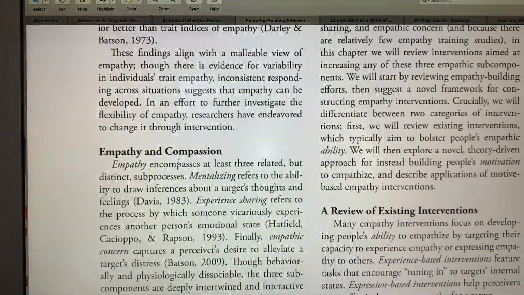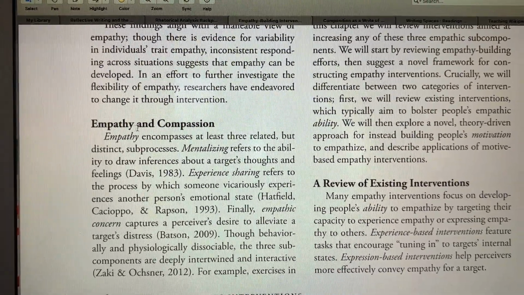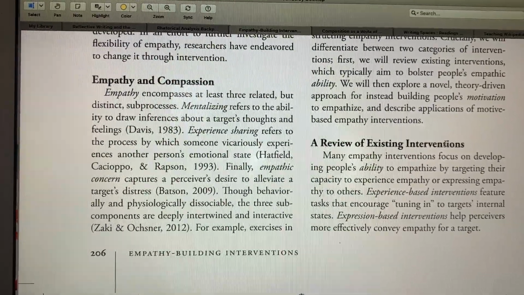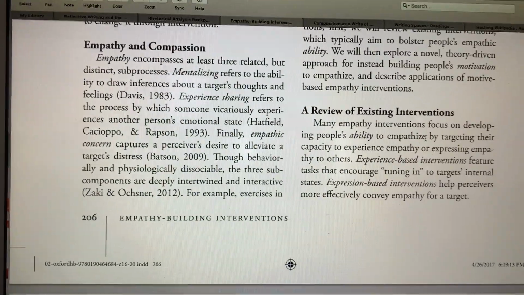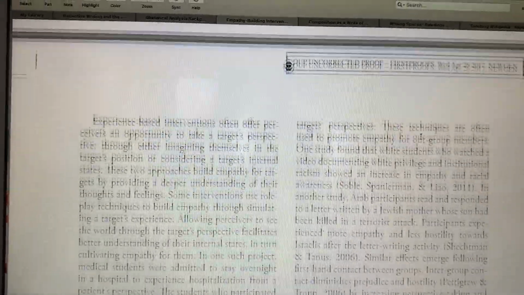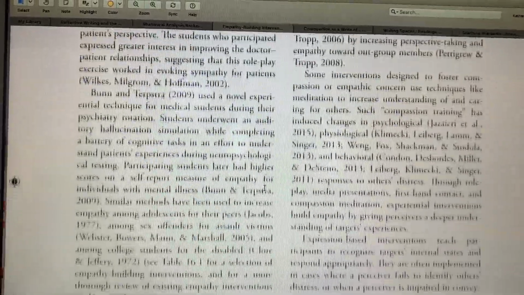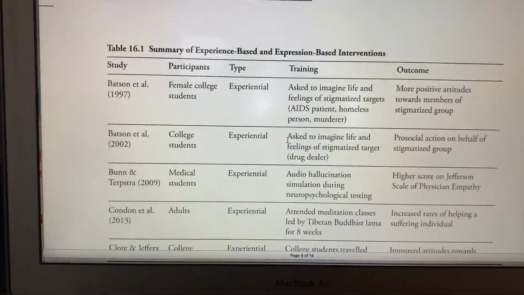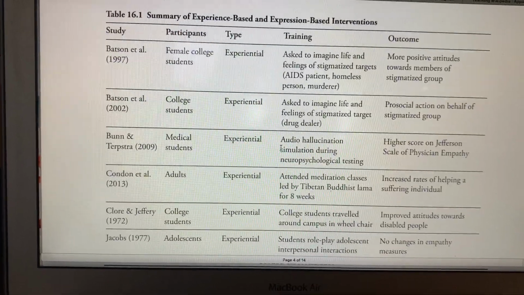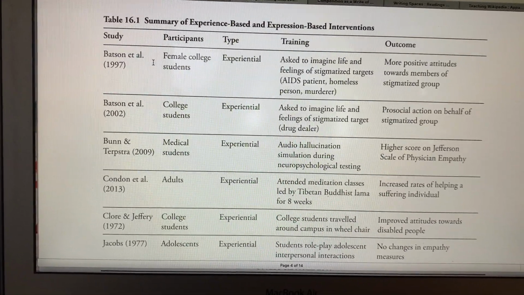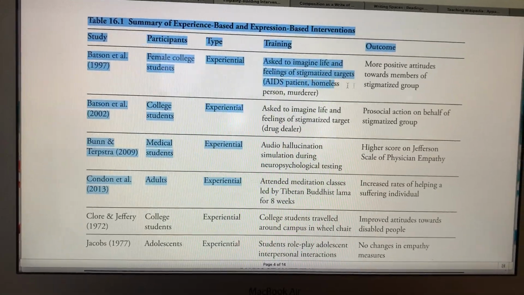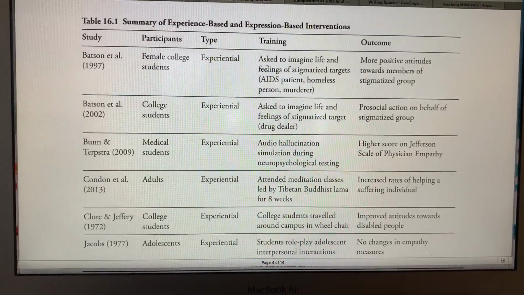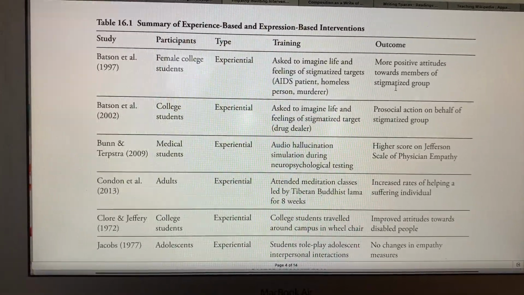And notice that in their lit review, they give this bump out, right? Empathy and compassion, and then they give a review of existing interventions. So that's when this would be like methods, right? They tell you what reviews they're going to do and what methods, and they give you all that information. And then I love this, they break this down into a table where they give you each of the studies and what the study said. For example, the first one, they show you what the actual population participants were, what training was given them, and what the outcome was of that study.